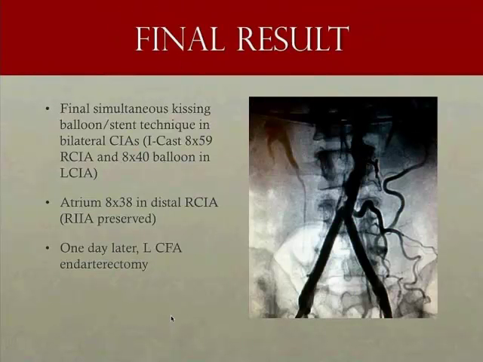Again, we proceeded with a final simultaneous kissing balloon and stent technique. I deployed an iCast 8x59 covered balloon-expandable stent in the right common iliac artery, and used an 8x40 PTA balloon in the left common iliac artery, deploying them simultaneously in order to maintain the geometry of the previously placed left common iliac artery stent. Then I placed an additional Atrium 8x38 covered stent in the distal right common iliac artery, placing the stent such that I was able to preserve the right internal iliac artery.